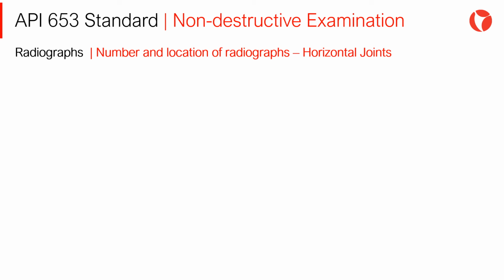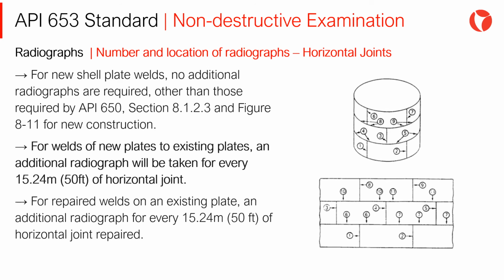As for horizontal joints, for new shell plates, no additional radiographs are required, other than those required by API 650, section 8.1.2.3 and figure 8.1 for new construction. For welds of new plates to existing plates, an additional radiograph will be taken for every 15.2 meters, 50 feet of horizontal joint. For repair welds on an existing plate, an additional radiograph for every 15.2 meters or 50 feet of horizontal joint repaired.